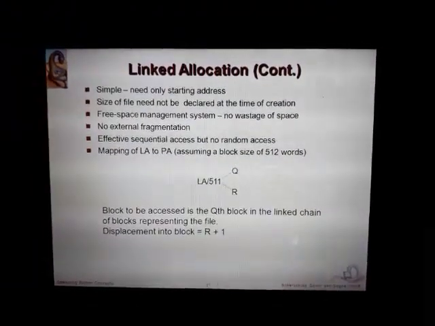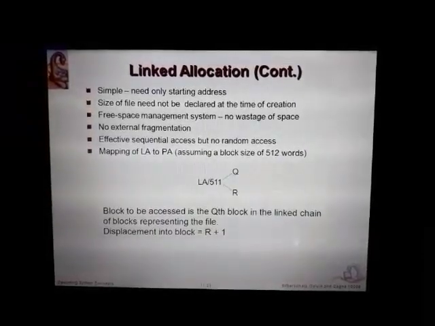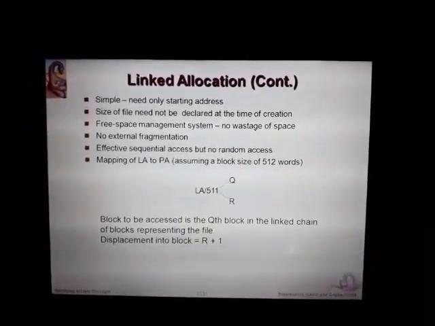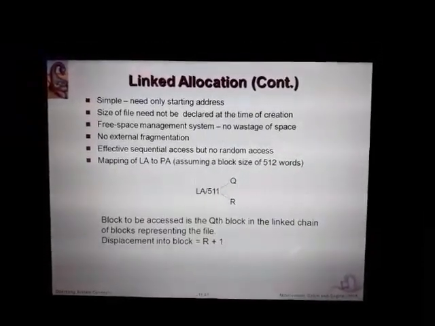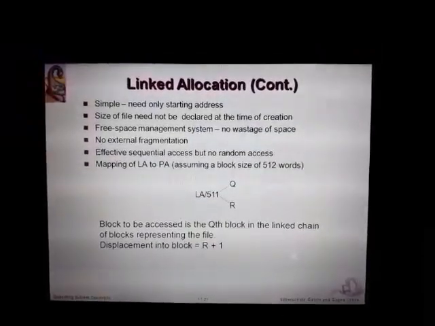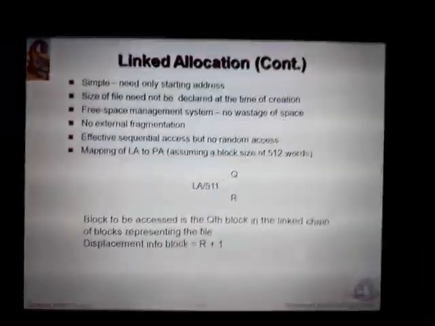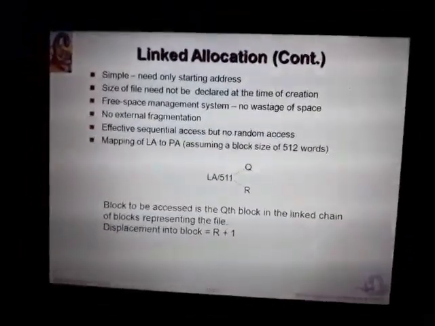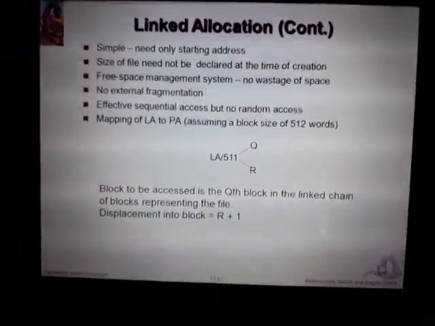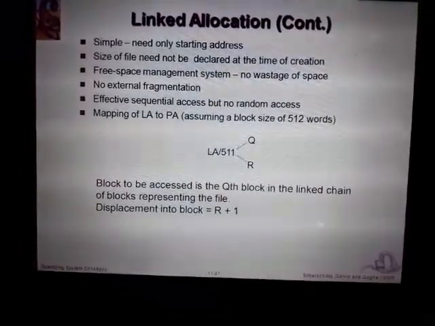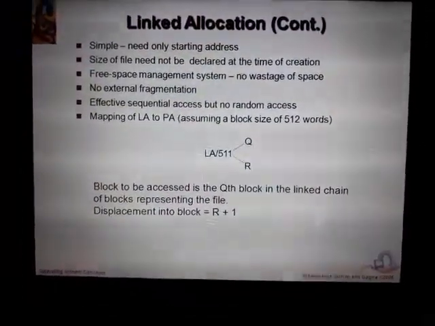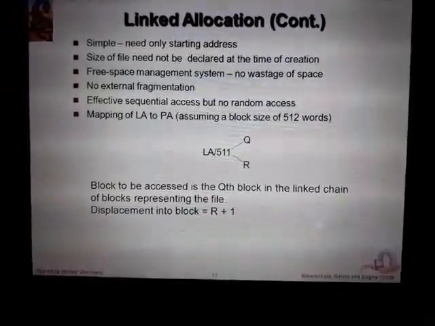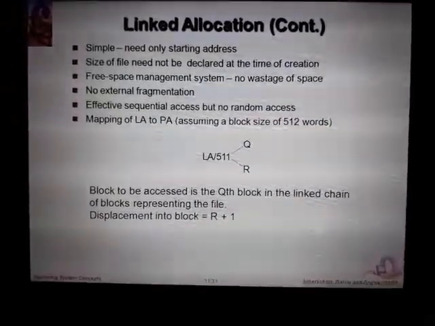Free space management: no wastage of memory when compared to the contiguous allocation, no external fragmentation. Then effective sequential access, but no random access. In the previous method there was random access. Random access was easy, but fragmentation did exist, as well as free space management was not good because there was lots of wastage of memory in the previous allocation method.